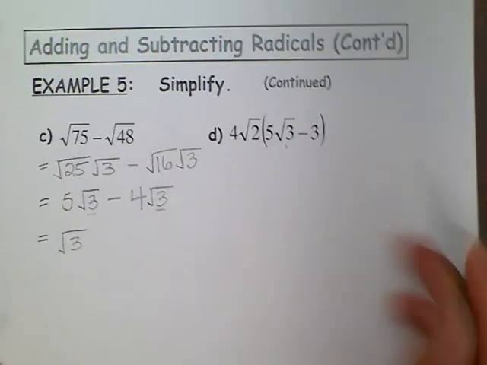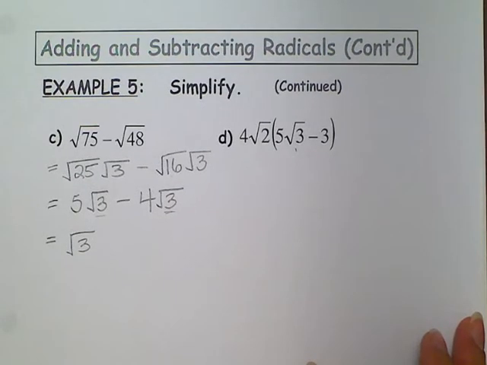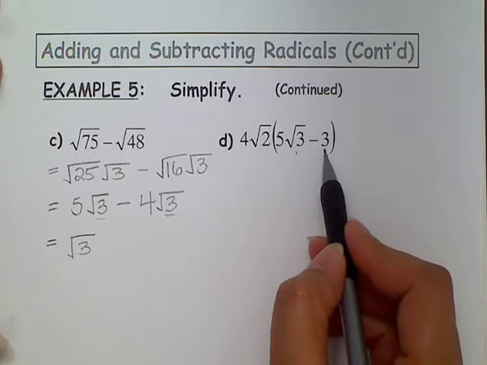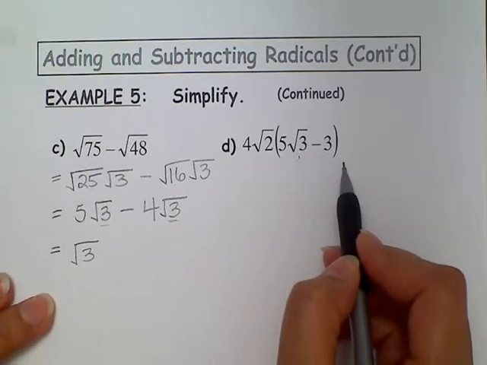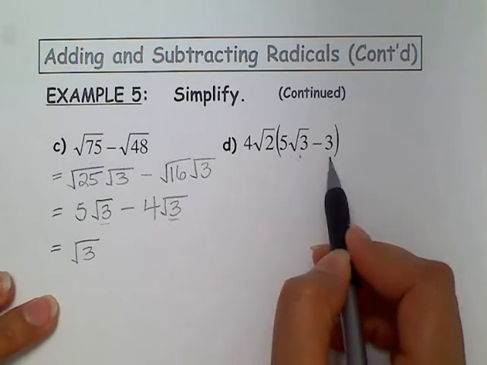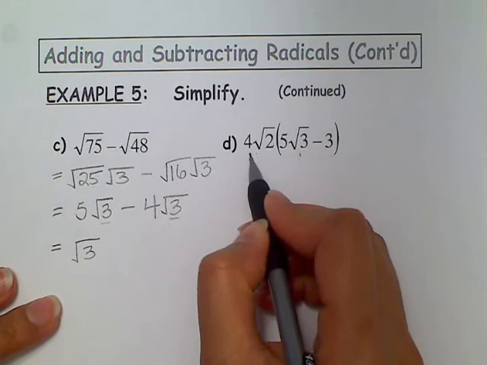Okay, last one. This one's a little bit different. First of all, look inside the brackets. I have to follow the order of operations in this case since I have multiplication along with subtraction inside a set of brackets. What you'll notice here is that I don't actually have like terms or like radicals. This has a radical part of root 3. This one doesn't have a radical part at all. So I have 5 root 3 minus 3. Can't do anything there.